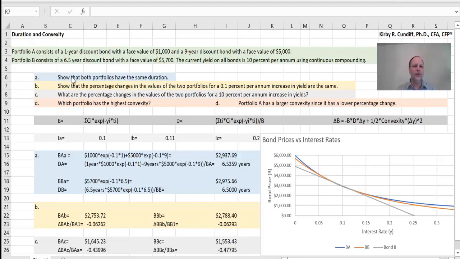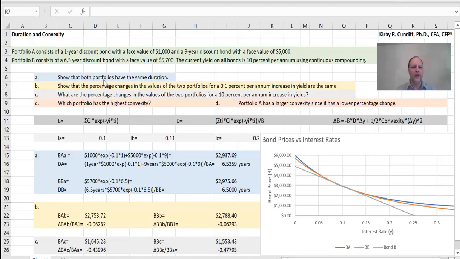Question A, show that both portfolios have the same duration. Question B, show that the percentage changes in the values of the two portfolios for a 0.1% per annum increase in yields are the same. Question C, what are the percentage changes in the values of the two portfolios for a 10% per annum increase in yields? And question D, which portfolio has the highest convexity?